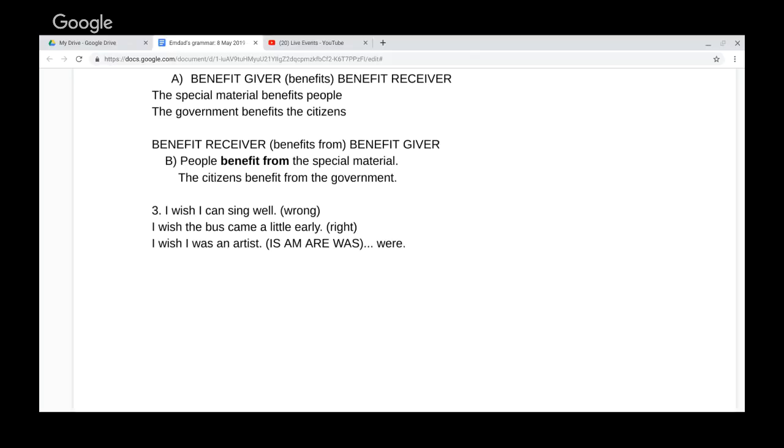All of these to be verbs will be replaced by were. So how would you correct this sentence? I wish I were an artist. For example, I'm committed, yeah?